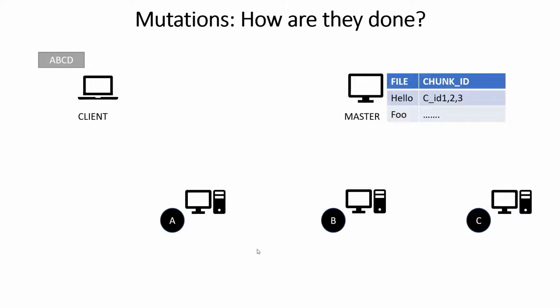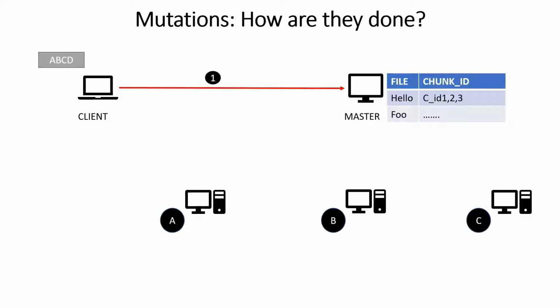So now let's see step by step how the mutations are implemented in GFS. We have a single client here and a master, and let's assume each chunk has three chunk replicas, A, B, and C. The master maintains this file to chunk ID mapping, and let's say the client wants to write A, B, C, D to this particular file, and let's assume there's only one chunk. The client doesn't know where the chunk replicas are. So first it contacts the master and asks where the chunk replicas are, and also which chunk is designated as the primary at this moment.